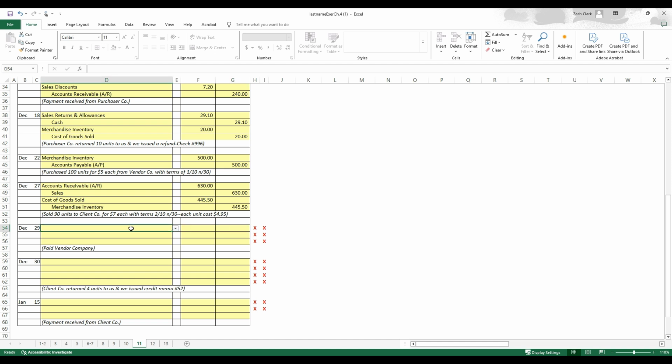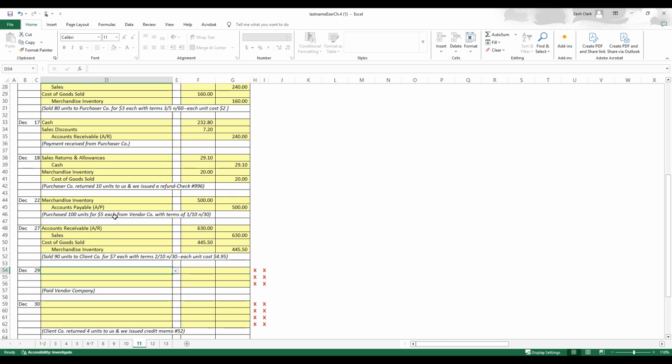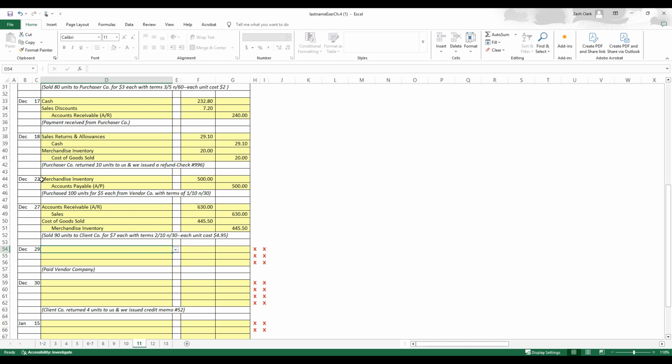Okay. And then let's see, what are we doing? We paid vendor company. Maybe we have to look back here and see what was vendor company. Oh, that was just that purchase right there. So we bought it on the 22nd. We're paying on the 29th, so 7 days later. We had 10 days to get a 1% discount, so we're within time. So we're going to get our discount.